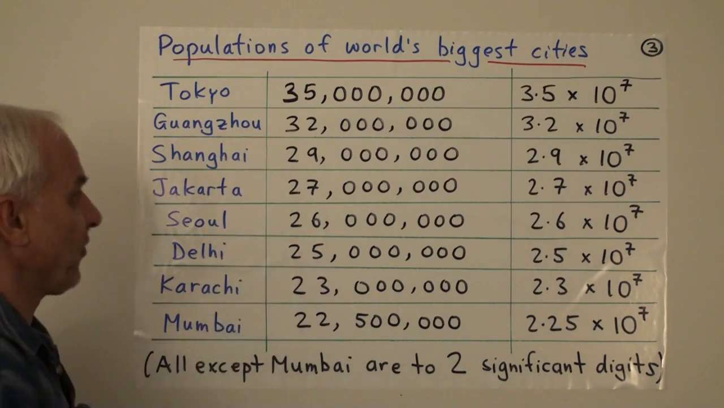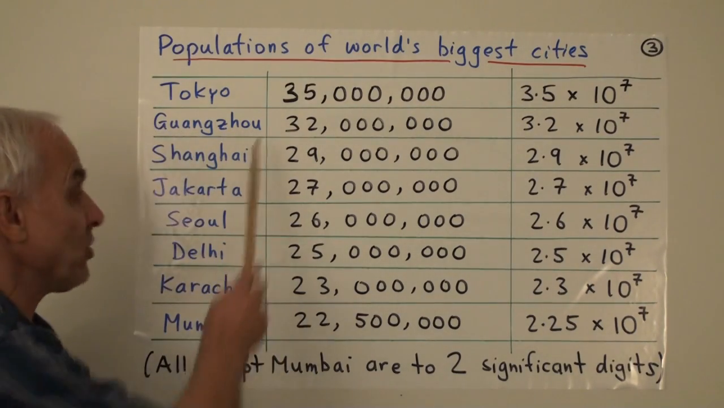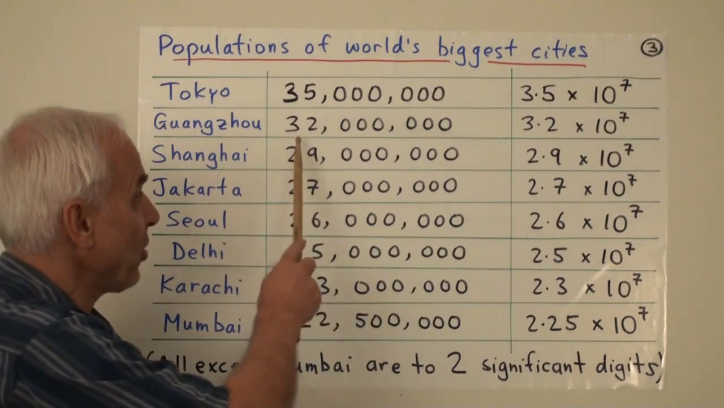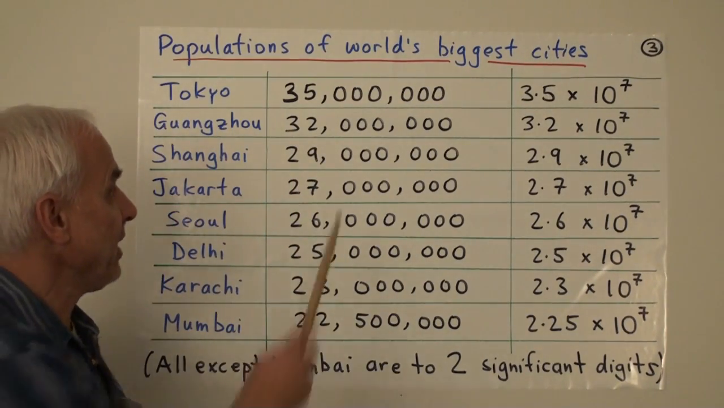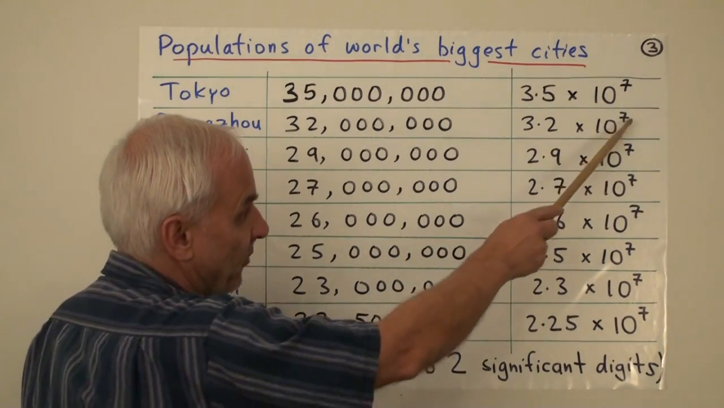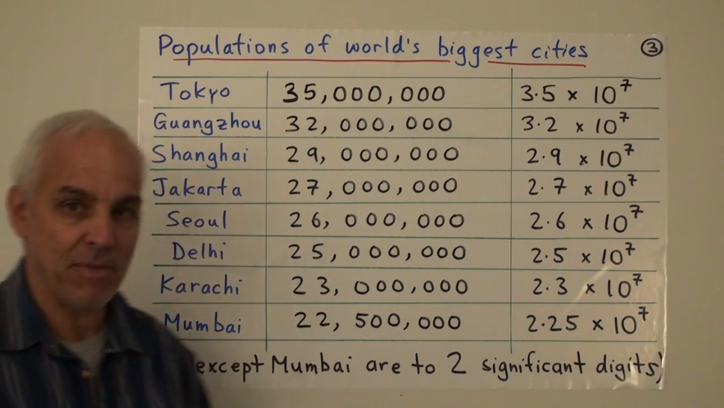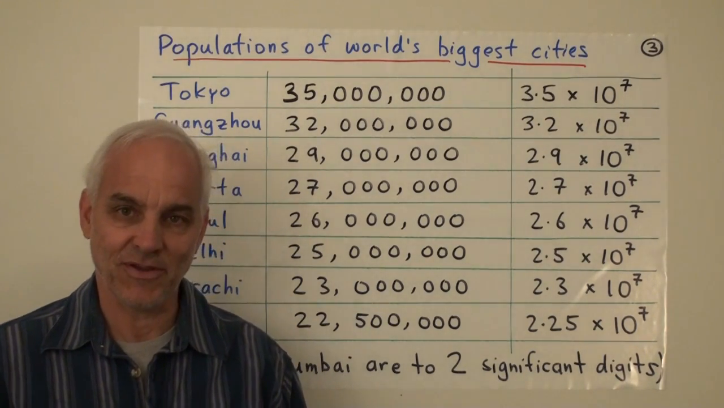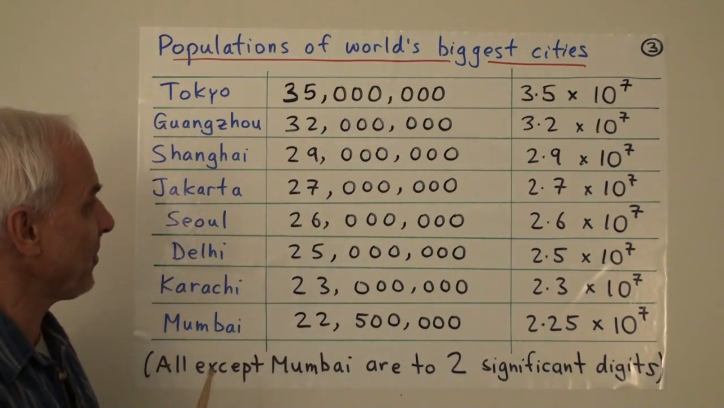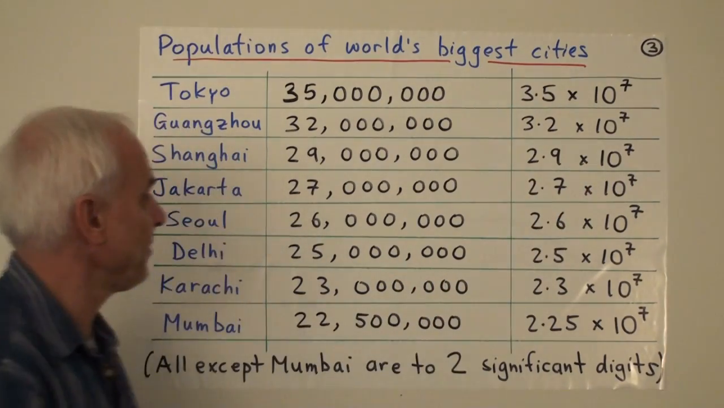The second biggest city, and this was a surprise to me, I'll have to admit, is Guangzhou in southern China, which currently, the greater Guangzhou area, has 32 million people, which is 3.2 times 10 to the 7. I just automatically assumed that it was Shanghai because for a long time Shanghai was the biggest city in China. But Shanghai is in fact number 3 on our list with 29 million people, 2.9 times 10 to the 7.